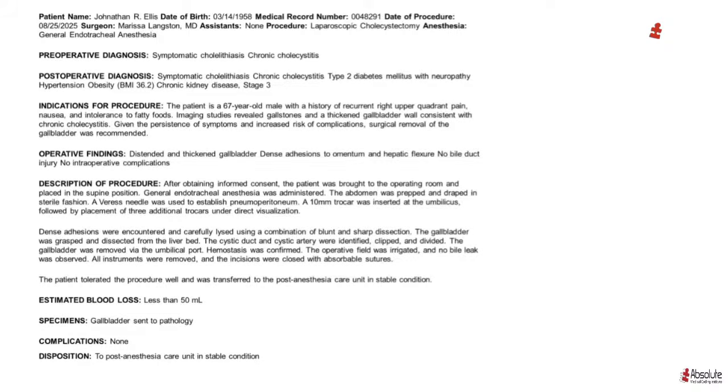Dense adhesions were encountered and carefully lysed using a combination of blunt and sharp dissection. The gallbladder was grasped and dissected from the liver bed. The cystic duct and cystic artery were identified, clipped, and divided. The gallbladder was removed via the umbilical port.